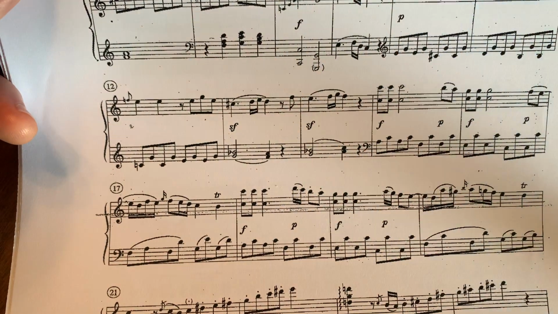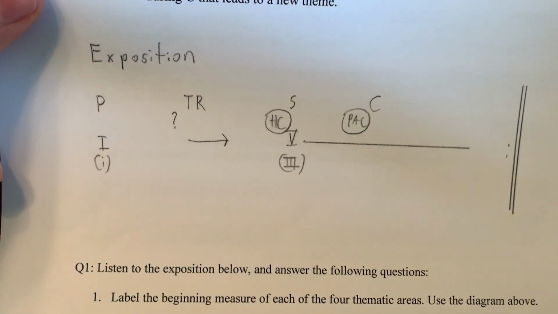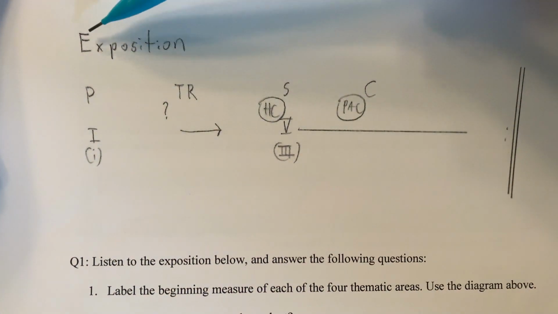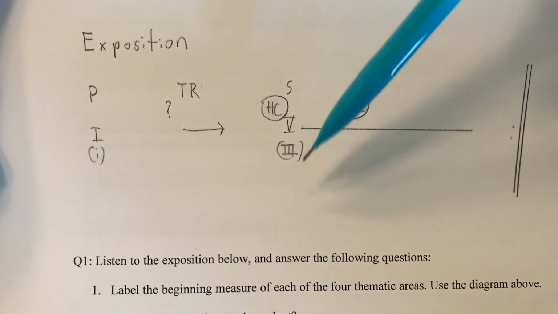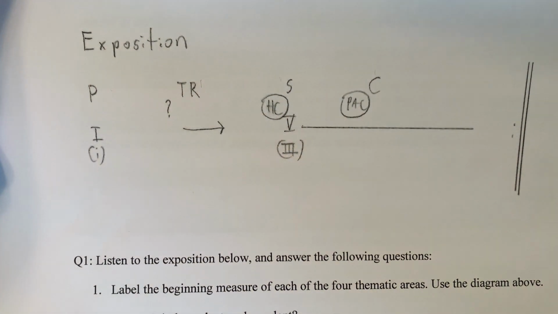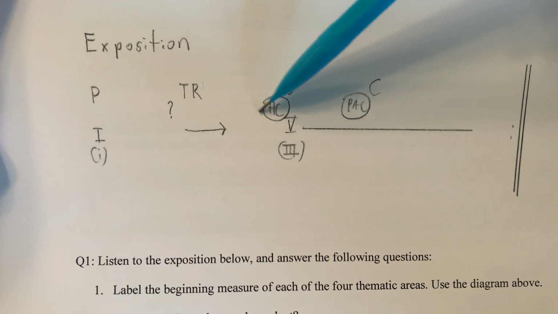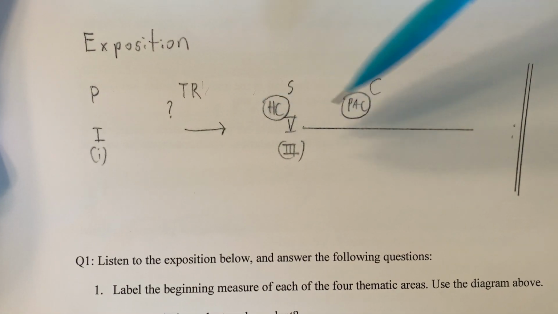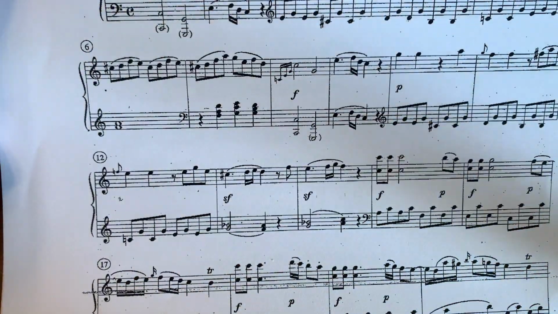If we flip ahead real quick to the back page, I'll keep showing you this diagram. Exposition, P, transition, S, and C. Then we're going to get into what happens below here. This is sort of what my diagrams are going to look like. I'm going to put the key areas underneath it. I'm also going to put some of the important cadences right below the thematic labels.